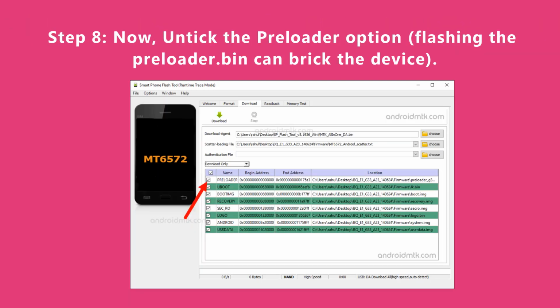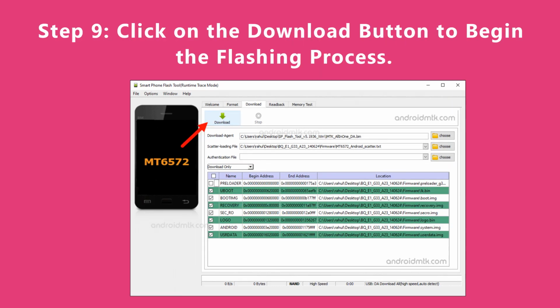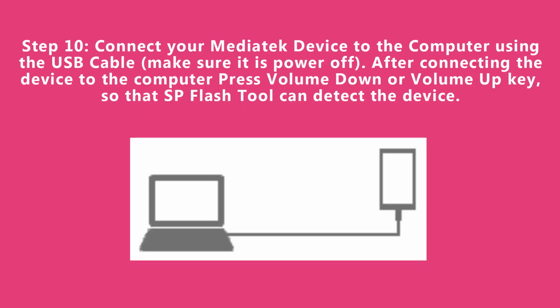Step 8. Now, untick the preloader option. Flashing the preloader.bin can brick the device. Step 9. Click on the download button to begin the flashing process. Step 10. Connect your Mediatek device to the computer using the USB cable. Make sure it is powered off.